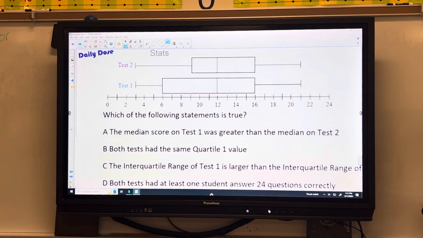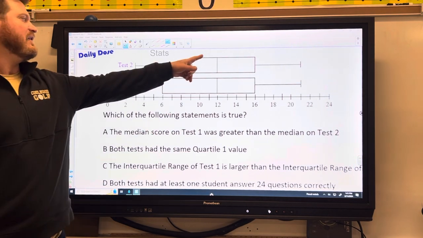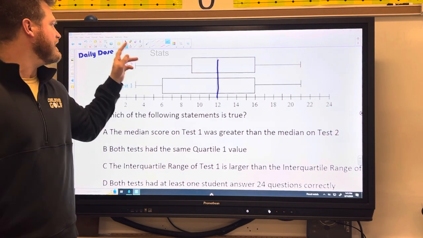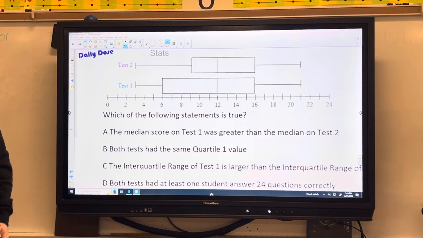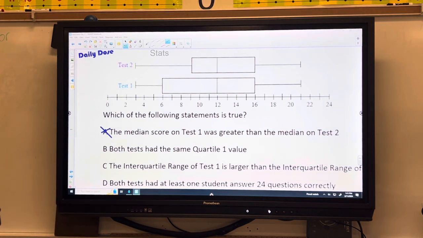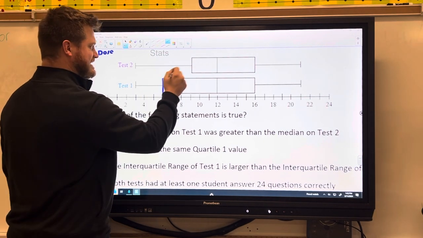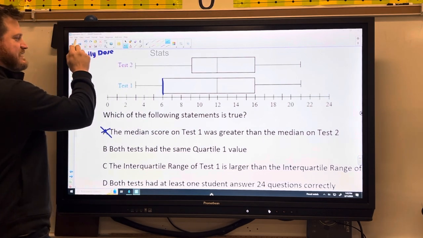Hopefully you paused the video. Let's work through them. A says the median score on test 1 was greater than test 2's median. Well, if I look at the medians, they are literally right on top, stacked on top of each other, so that means they're the same value. So A cannot be right. B says they both have the same quartile 1. Remember, quartile 1 is the start of the box. That's 6, that's 9. Those are not the same.